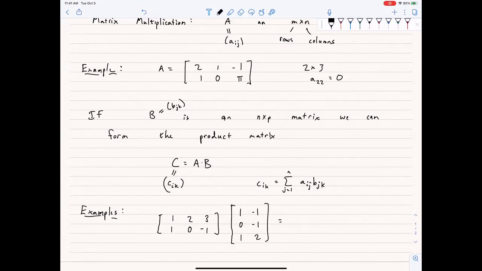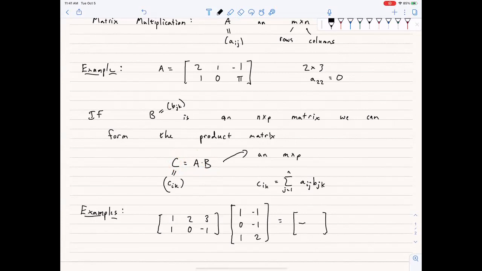I should have said it before, but this product is going to be an M by P matrix. So if you want the number of rows in here, it's equal to the number of rows of A. If you want the number of columns, it's equal to the number of columns of B. So in this particular case, we're going to have a 2 by 2 matrix.